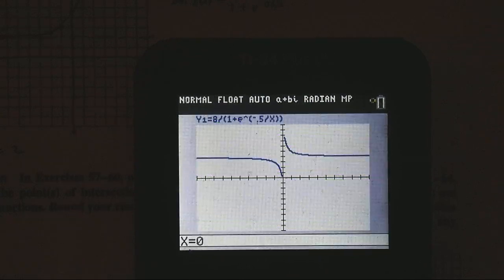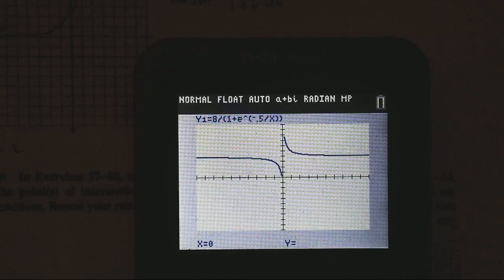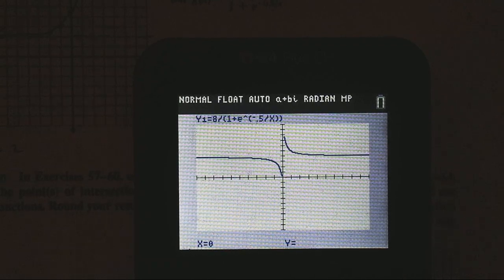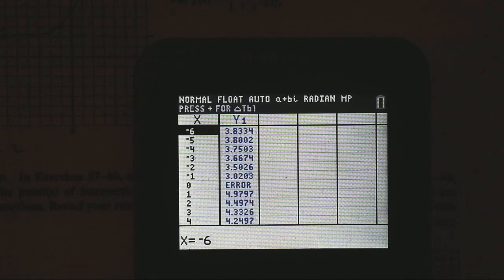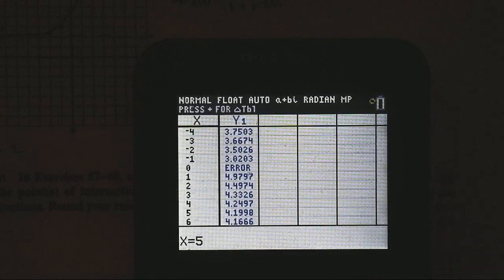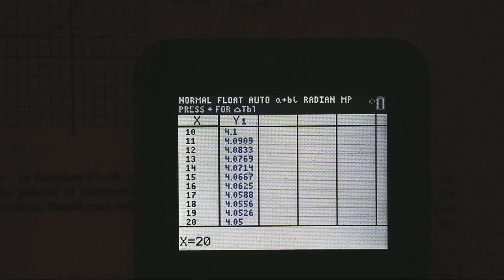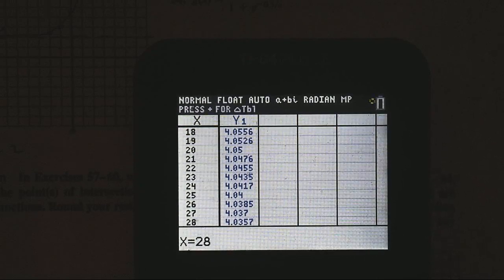How about if I put in just 0? Oop, graph doesn't exist there, so we do have a vertical asymptote there. I'm going to go to window because they suggest that. If I go to table, we note 0 doesn't exist, and here the values are starting to get a little bit smaller. Kind of interesting there for a bit, but as we move on, we start becoming believers. You know what? Maybe 4 is an asymptote.